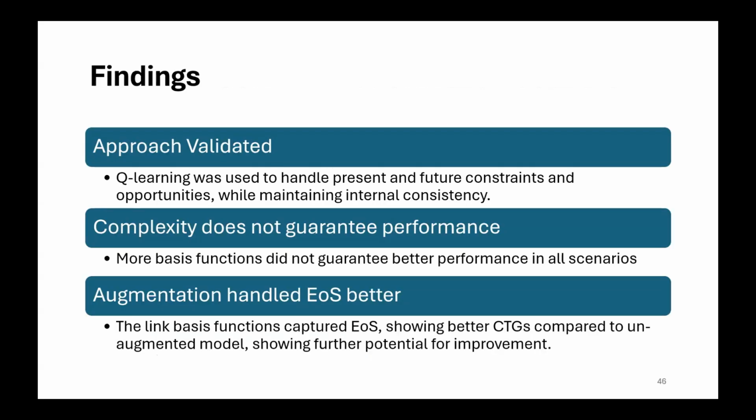So what are the conclusions? Well, the approach was validated. Q-learning was used to handle present and future constraints while maintaining internal consistency. The important point was complexity does not guarantee performance. More basis functions does not guarantee performance. You have to be pragmatic, understand the scenario, and then choose the parameterization. Only then you can see the performance match. And augmentation does handle EOS better, because BF2 warm start and BF2 both outperform BF1 when EOS is part of the equation.